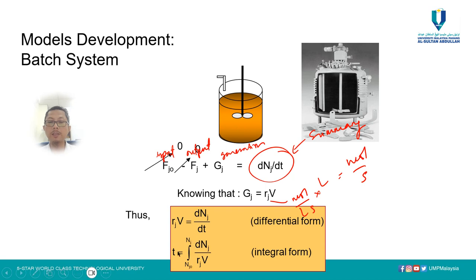We have to calculate t to determine how much the concentration of j will decrease. How much j is consumed in the reactor depends on how long the residence time is. We call it residence time here. This is the residence time for the reactor, and this is how we calculate the time.